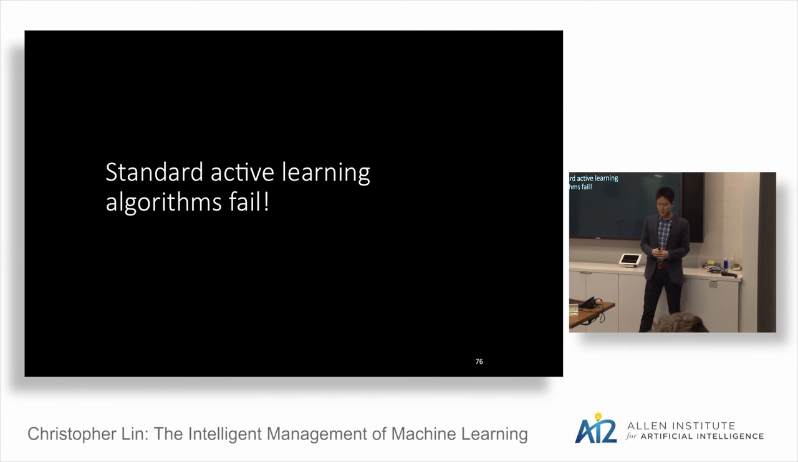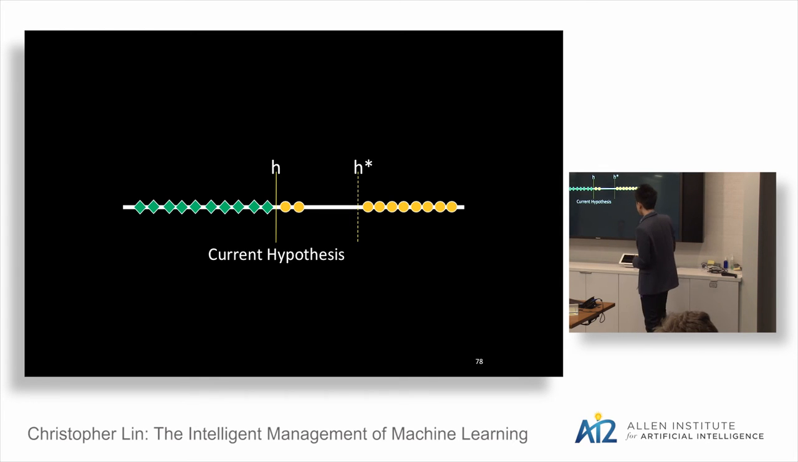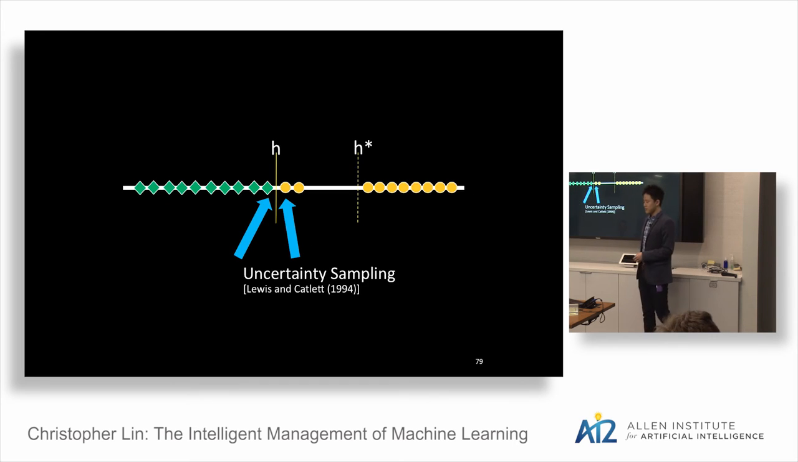So why do standard active learning algorithms fail? Well, suppose that you are trying to learn this, again, toy example of diamonds and circles, and H star is your best hypothesis here. So you're trying to learn a 1D threshold. And suppose that H is your current hypothesis. So what would uncertainty sampling do? Uncertainty sampling says, let's label the examples that the classifier is currently most uncertain about. OK, so in this case, uncertainty sampling would label the examples right next to the decision boundary.